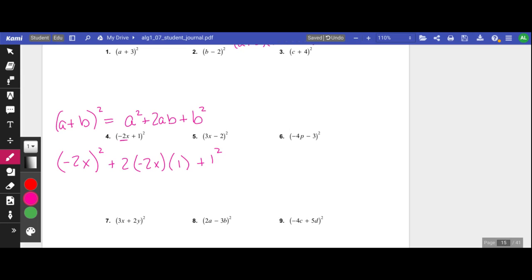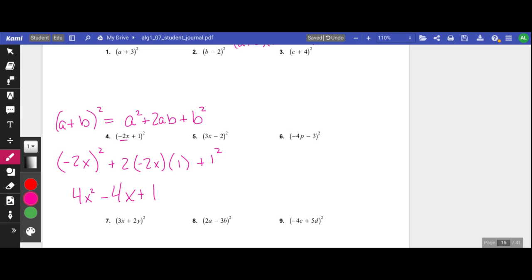Okay, I can simplify all this. So negative 2x all squared is going to be 4. Okay, negative 2 times negative 2 is 4. And then x squared. Okay, then 2 times negative 2x here, I'm going to get negative 4x. And then I know 1 squared is 1. All right, let's do right here next to it.